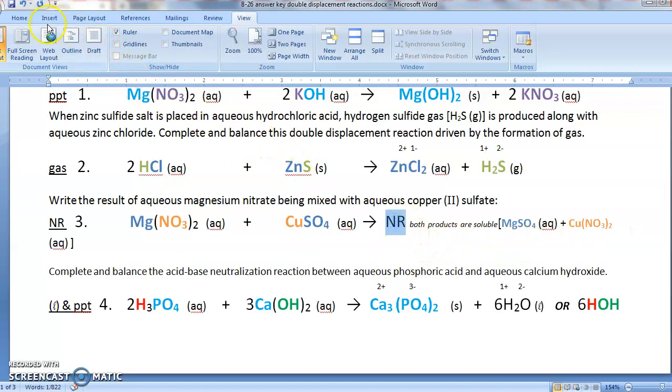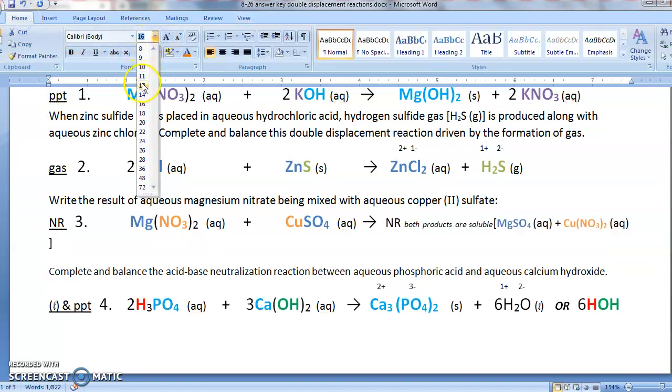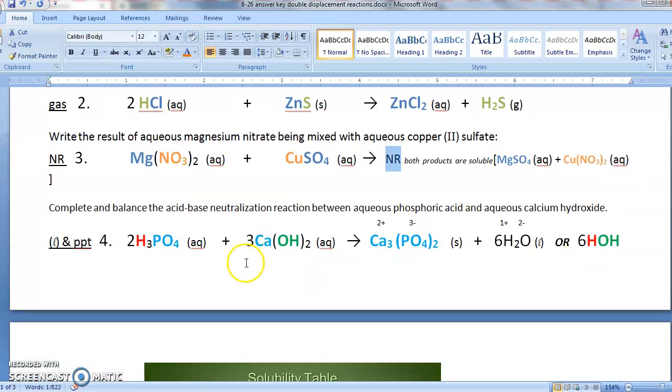And for that reason, no reaction will happen. Nothing is going to precipitate out of solution. No reactions will happen. Our next one, we have phosphoric acid, and we have calcium hydroxide. And we are told this is an acid-base neutralization reaction.